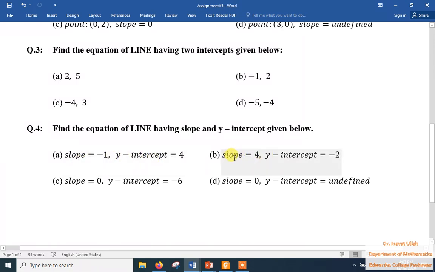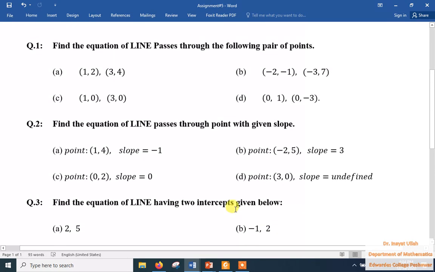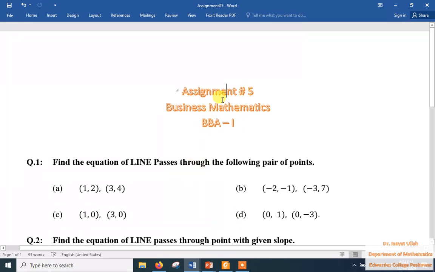Similarly here, slope m is 4, y-intercept c is -2. Slope m is 0, y-intercept c is -6. Slope m is 0 and y-intercept is undefined. Undefined means infinity, and infinity can be written as 1 by 0. So write c as 1 by 0 and simplify the equation. So you need to solve all those 4 questions. That is your assignment number 5, and you need to submit this assignment on time. Best of luck.